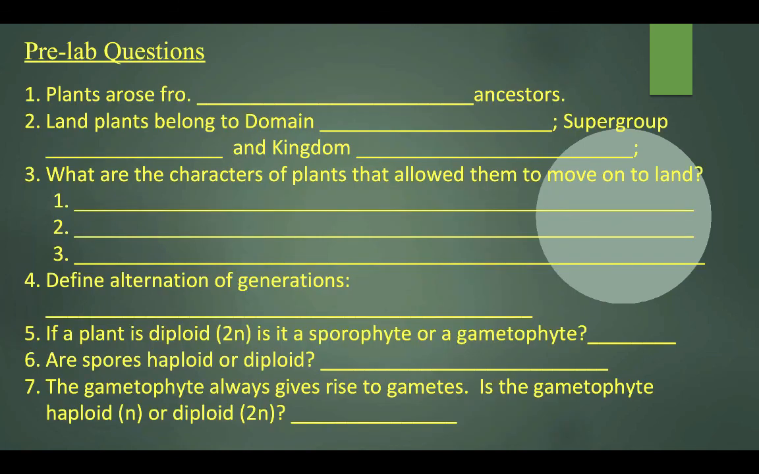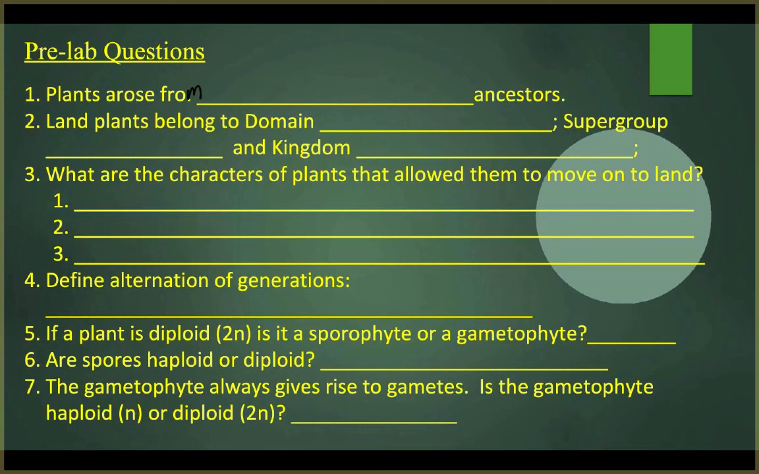So now let's look at our pre-lab questions for this week, and hopefully they will seem very intuitive and you will not have a problem answering those, right? So sorry about this. Plants arose from what type of ancestor? And hopefully you remembered it was green algae. And now let's talk about what domain, supergroup, and kingdom they belong to. Eukarya, if you remember, true nucleus, right?